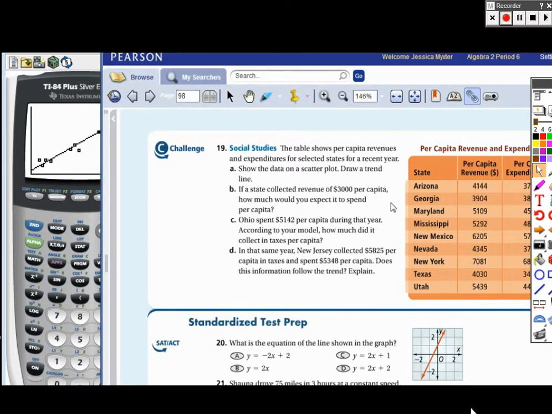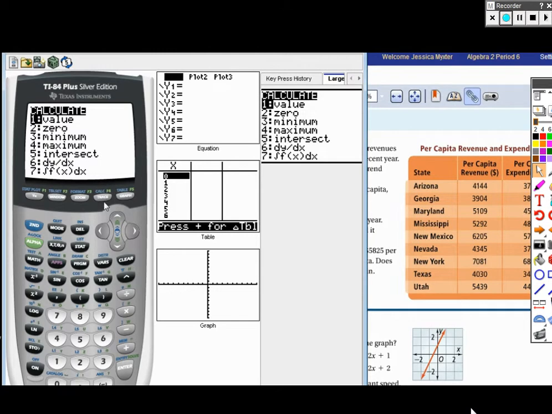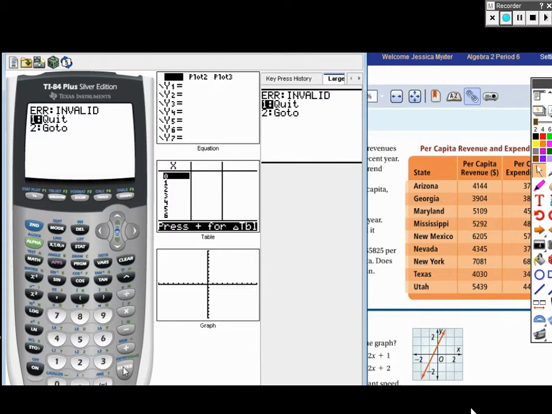So that's part A. For part B, if I want to know if a state collected a revenue of $3,000 per capita, what I would expect them to spend per capita, I'd be looking to input 3,000 for my X values since that's the revenue. So if I go back to the screen, second Calc, and I want to do value, option 1, and I want to know when X is 3,000. Now if I graph, it's telling me it can't do it.